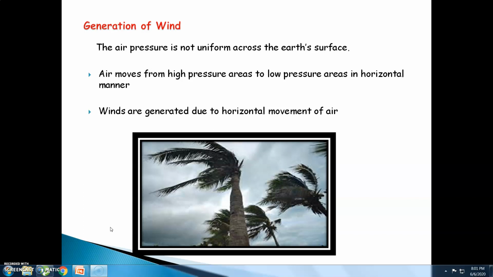When air is moving in a forceful manner in a horizontal position, also called slipping position, that is called wind. You will never find air moving upward and downward. Wind always moves in a horizontal or, in simple terms, slipping position. Winds are generated due to horizontal movement of air. As I said, air moving upwards and downwards is not called wind. Wind means air in a forceful manner which moves in a horizontal position. Horizontal also means slipping position in simple terms.